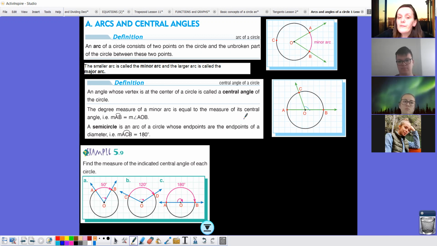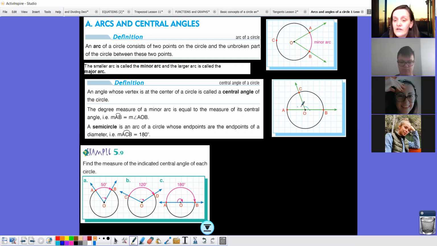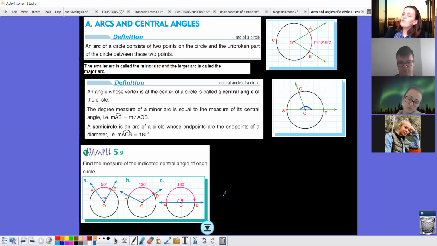The degree measure of a minor arc is equal to the measure of its central angle. For example, if we are talking about this angle AOB, here AOB is 180 degrees, it's a straight angle, yes? So also this arc AB from A to B is 180 degrees. Also, the measure of the arcs is shown with degrees, guys, as the angles.